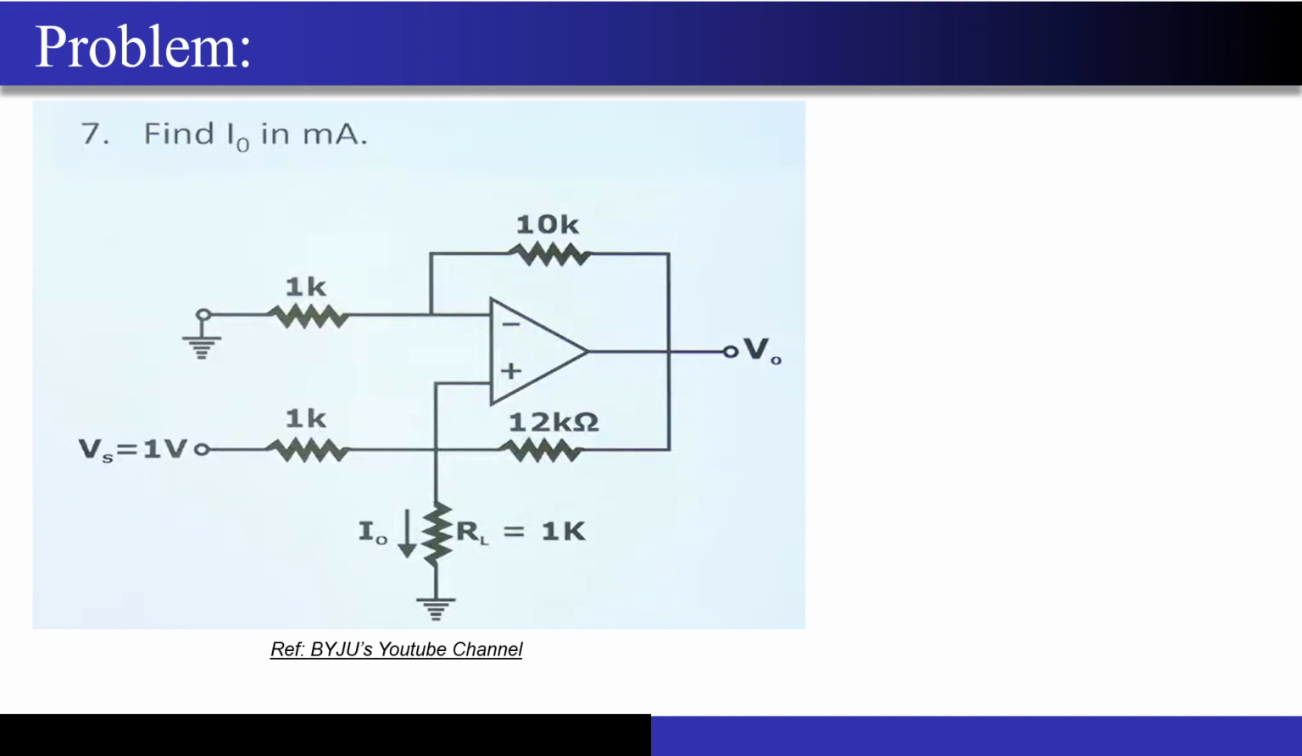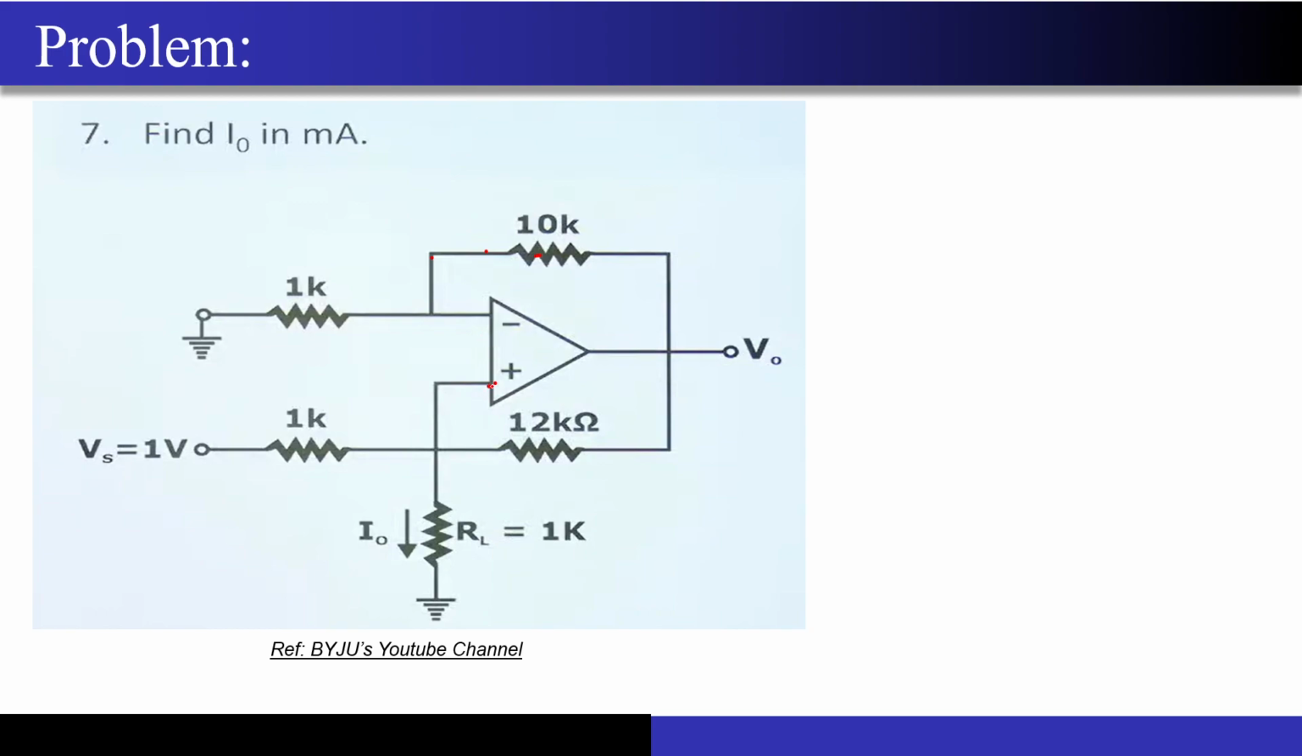Now they are asking us to calculate the I0 in milliampere. Again, the op-amp is ideal. Now the problem with this question is, you can see there are two feedbacks. One is around the negative terminal, one is around the positive terminal. Right? Now how to solve the questions which have two feedbacks in them? Correct? The only way I can see, I need to apply the virtual ground, right?